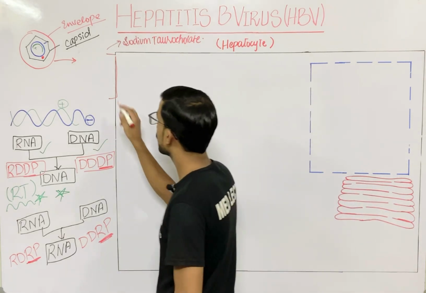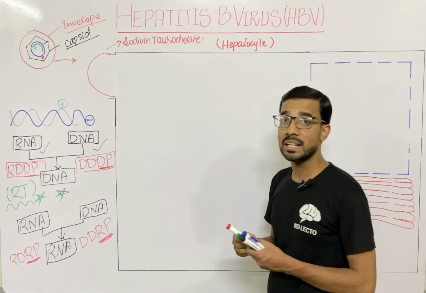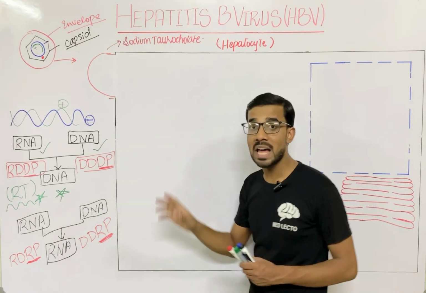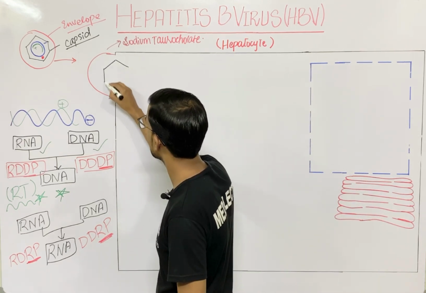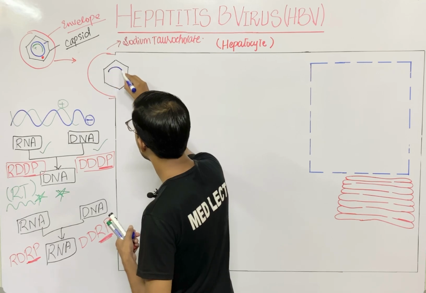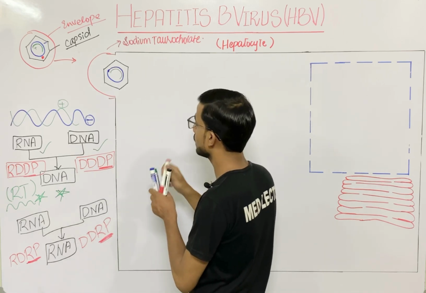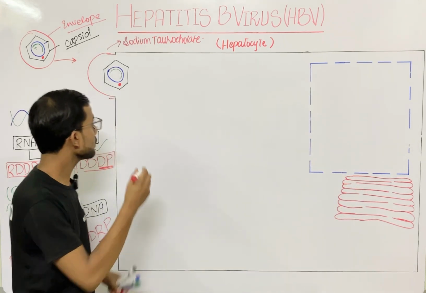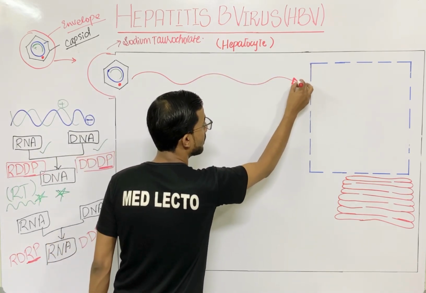When this hepatitis B virus infects the hepatocytes, during the attack you will see the envelope remain attached to the cell membrane of the hepatocytes, while only the capsid is released into the cytoplasm of the hepatocytes. Okay, that's the most important thing. Here is the complete strand. Inside you will see the incomplete strand, and you will also see the presence of the DNA polymerase.